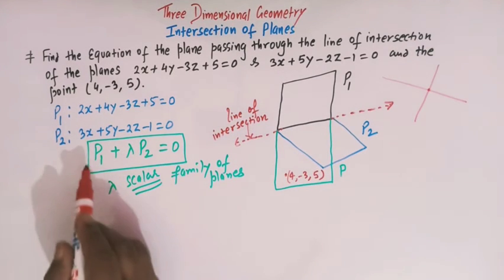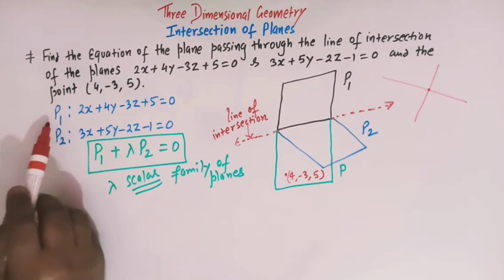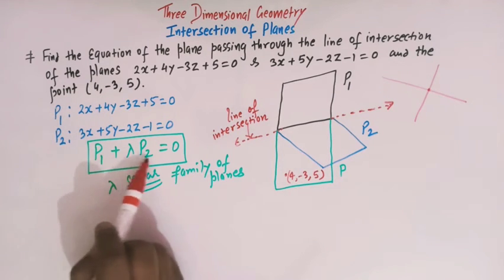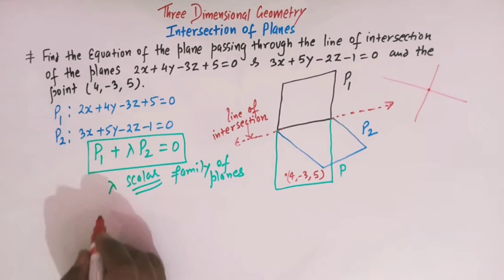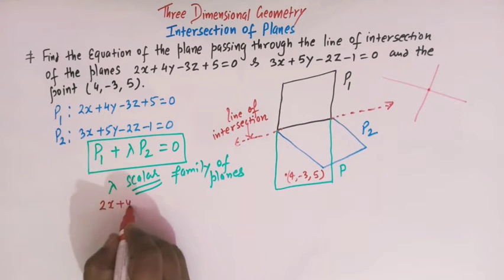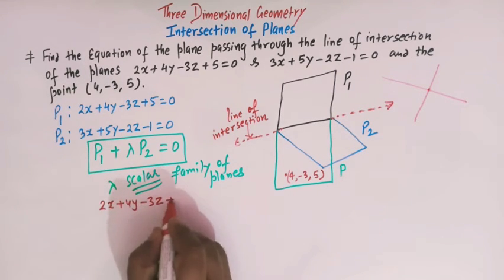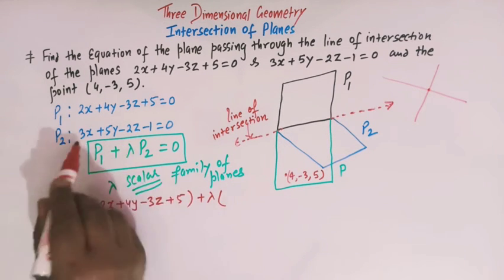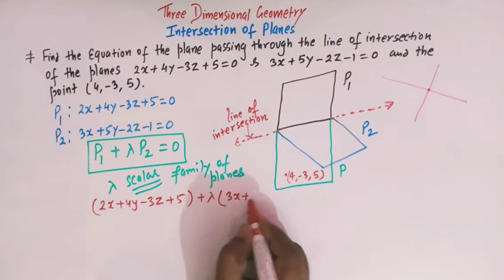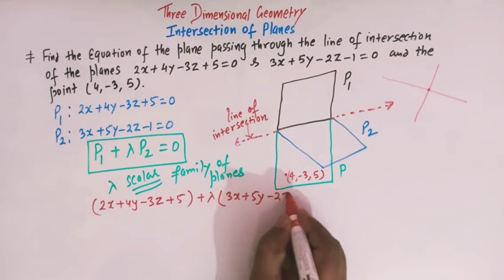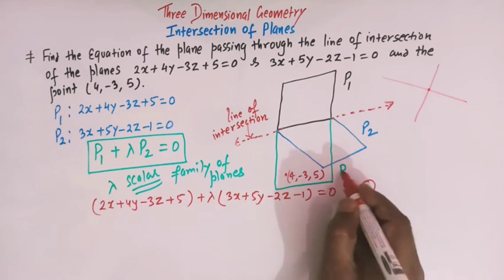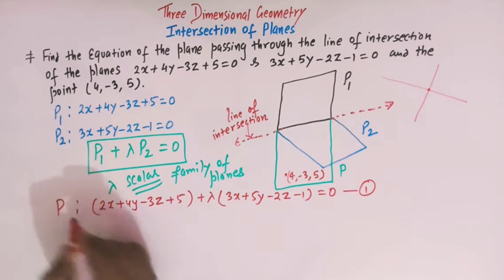So now viewers, here we can substitute the value of the equations of P1 and P2 in this equation. So for P1 we have 2x plus 4y minus 3z plus 5, and for P2 we have 3x plus 5y minus 2z minus 1 is equal to 0, right? So this equation represents the equation of this plane P, right?